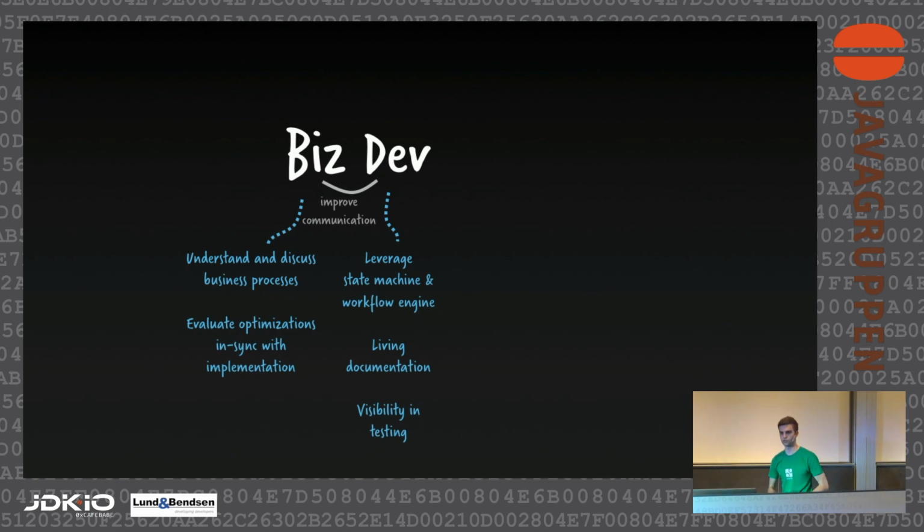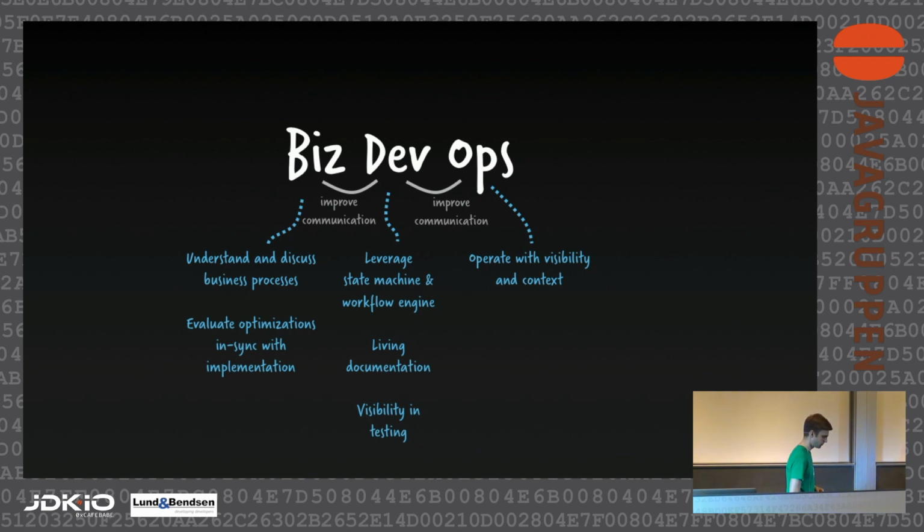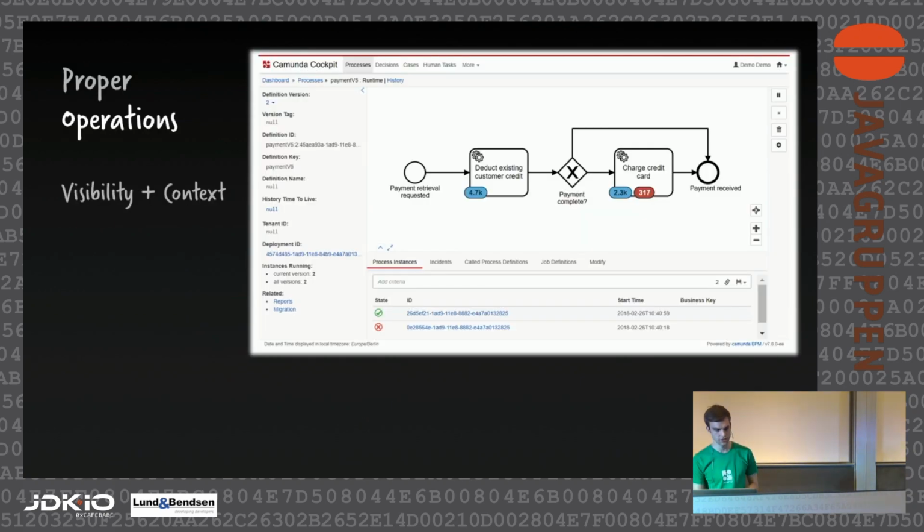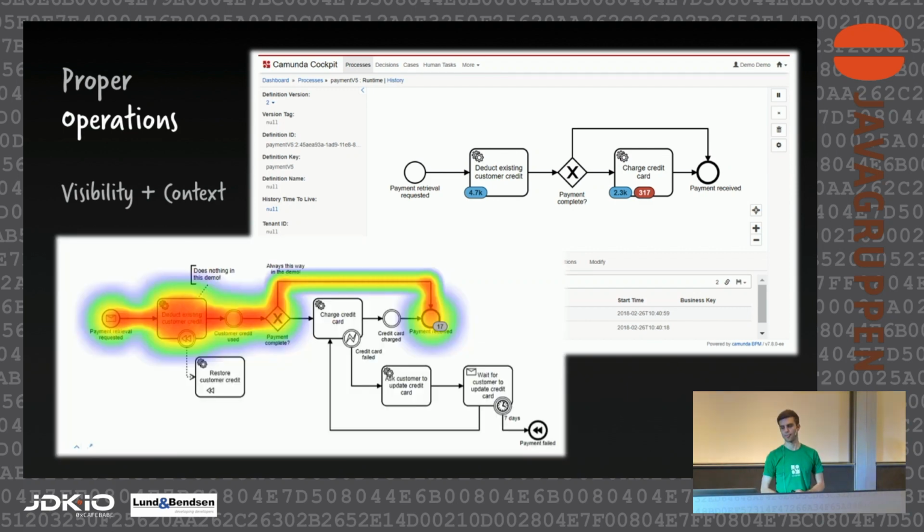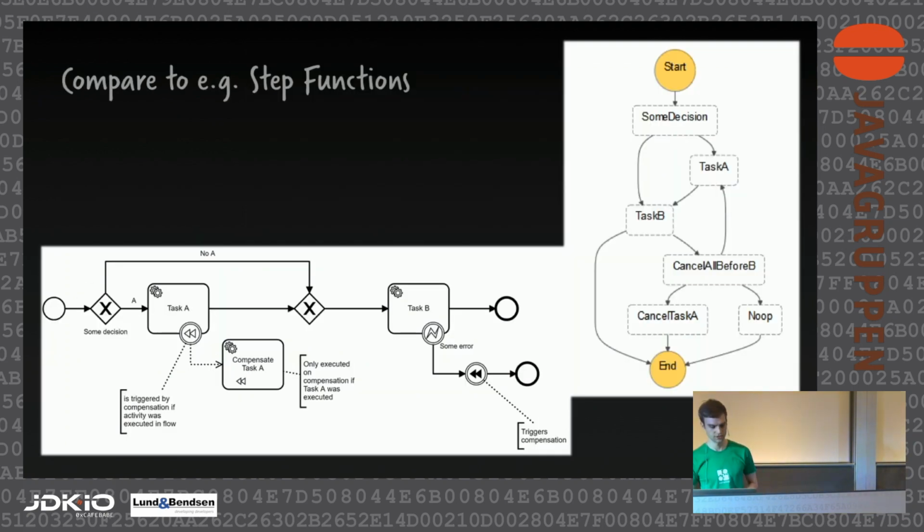And from our point of view, business and developers should work closely together, and nowadays maybe even operations. As you have seen in the cockpit, operations can then see when an incident occurs and maybe retry the service manually. They see when something goes down. So this gives you the possibility of proper operations in the system. You have things like this heat map and visibility. This is something you usually don't have when you're using microservices just like this. So it helps you a lot to see that.